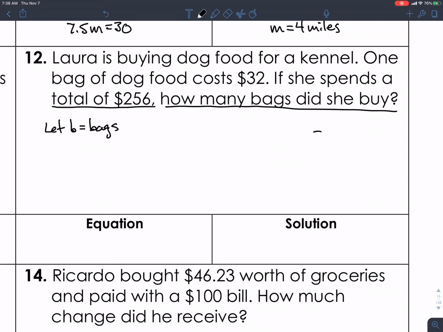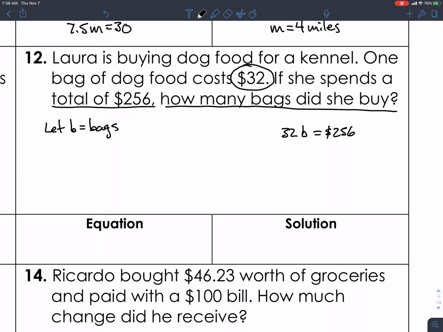We've got a total, $256. We know what each bag costs. It's $32 per bag. So, oops, I don't want to do that. We're going to leave the dollar sign out. So we put 32 times the number of bags. So it's kind of like if you got to buy a gallon of milk, let's say it's $4 a gallon. If you buy 2 gallons, it's $8. 3 gallons is $12. 4 gallons is $16. It's just you're multiplying the number of bags times the cost of each bag to get the total. Okay, so it's 32 times B.